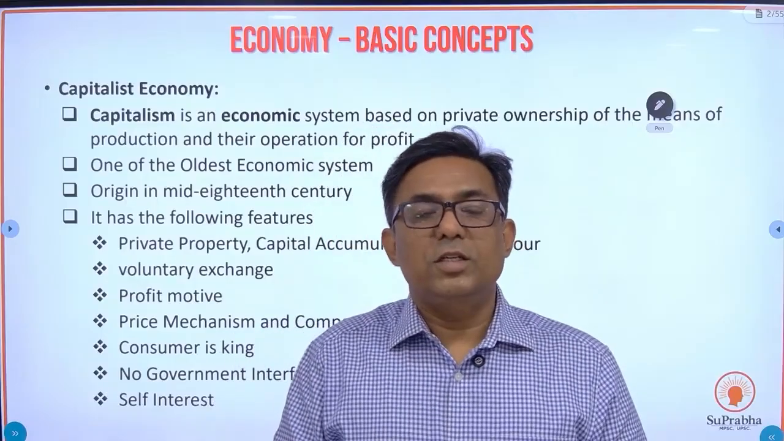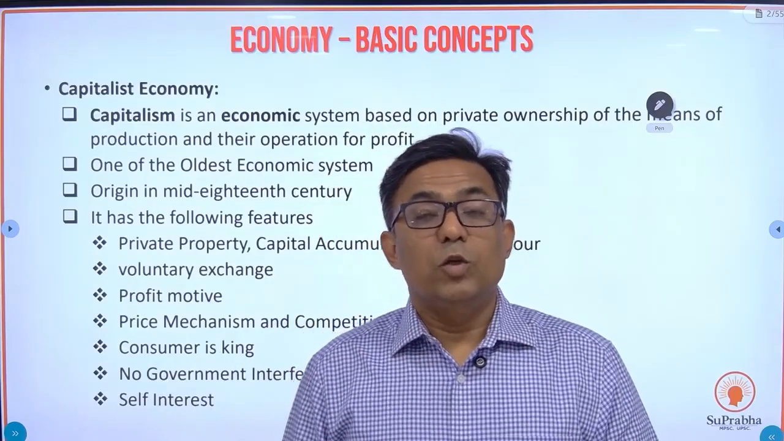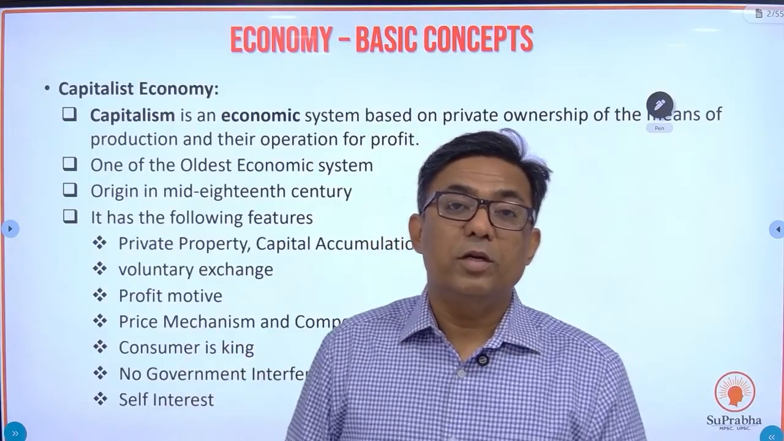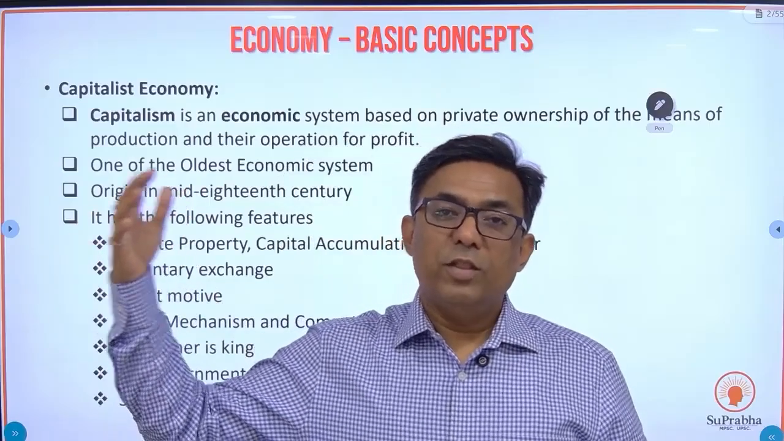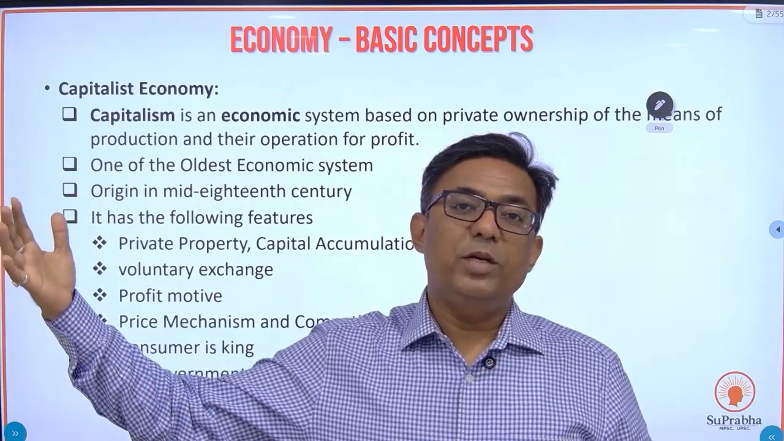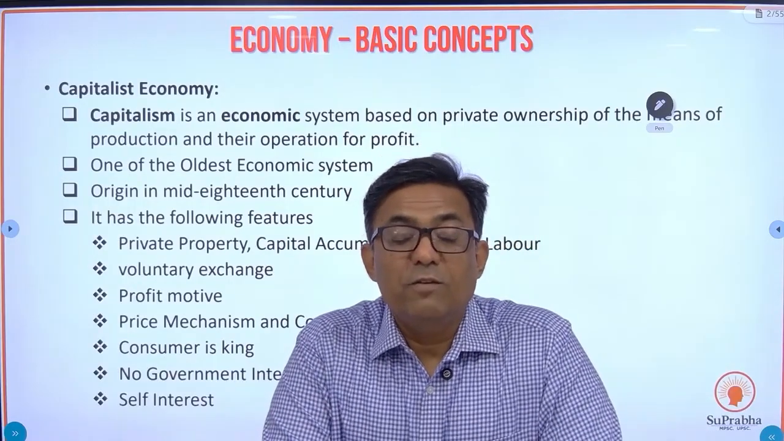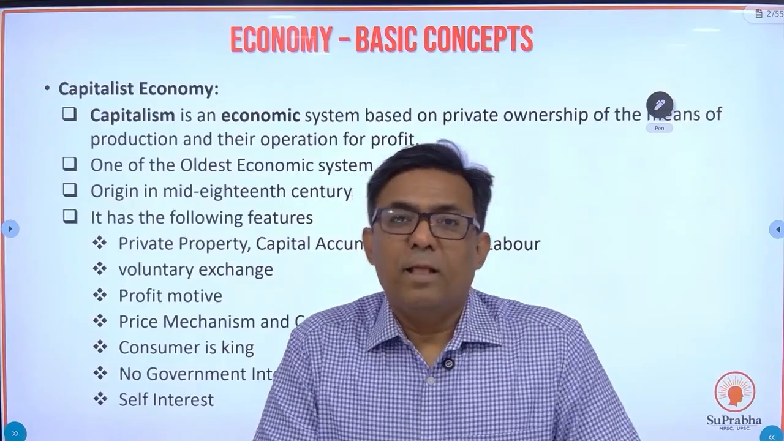You want medical facilities, government hospitals. You want education, government colleges and schools. You want railways, government. You want airways, government. You want iron and steel, only government industries. So whatever is produced in the economy, the ownership is with the government. That is a socialist economy. And on the other hand, we have a capitalist economy where all the means of production are owned by the private players.